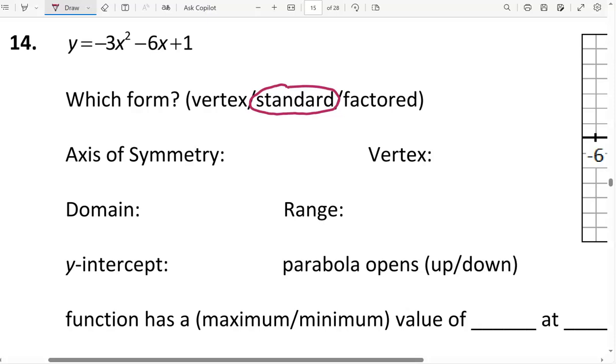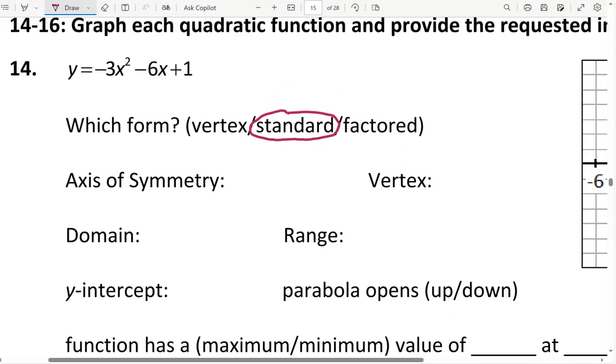The axis of symmetry can be found by using negative b divided by 2a. So negative b divided by 2a is the opposite of b, which is positive 6, divided by 2 times negative 3. So that's 6 divided by negative 6, which is negative 1.